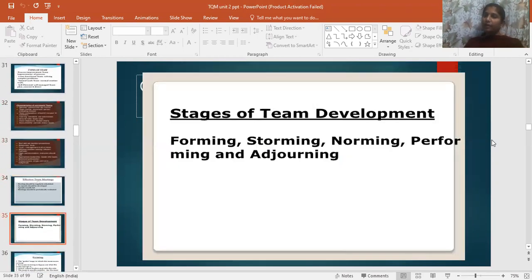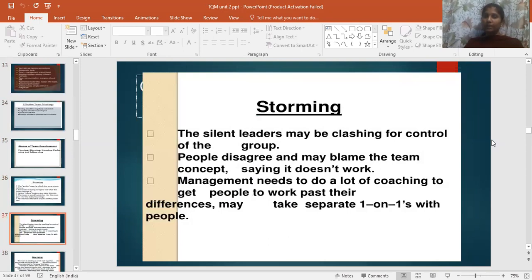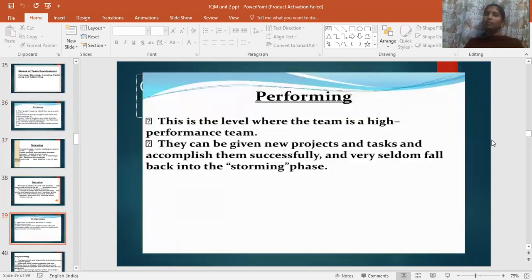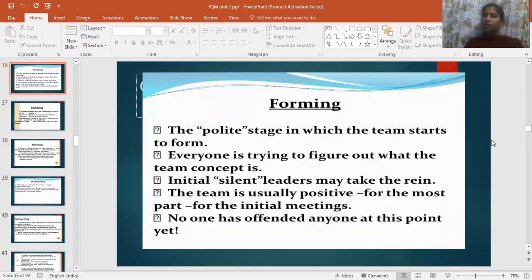So we can find stages in team development. The first stage is forming, then storming, norming, performing, and adjourning. So what is the forming stage? This is the polite stage where the team members start to form a team. Everyone is trying to figure out what the team concept is. This usually takes place silently. No one has opposed anyone at this point yet.